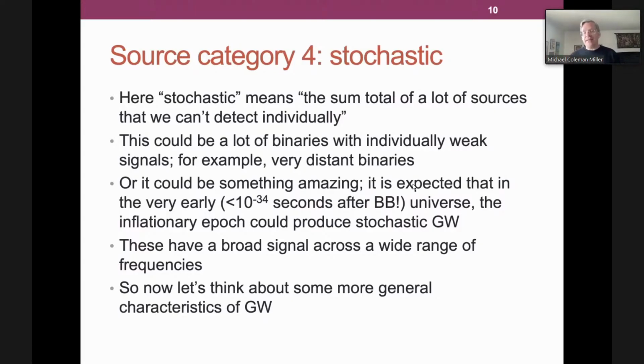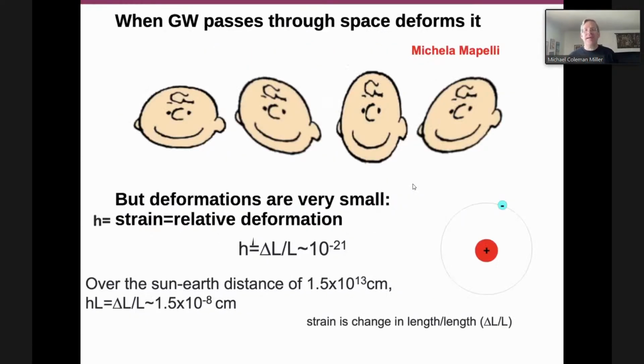With that in mind, let's now think about some more general characteristics of gravitational waves. So this is a cute little cartoon from my colleague Michela Mapelli, who is an Italian scientist, and she is showing poor Charlie Brown here as a gravitational wave goes by. There is a stretching and shrinking, but it's not just in one dimension. This has to do with the quadrupolar nature that I mentioned before. Basically, if you imagine that my fingers in the ring here are representing a ring of test particles as the gravitational wave goes by, then this ring is going to be deformed in this way, or there's another way it can be deformed like this. So this is like the plus or the cross.